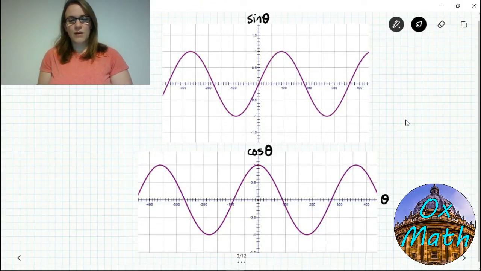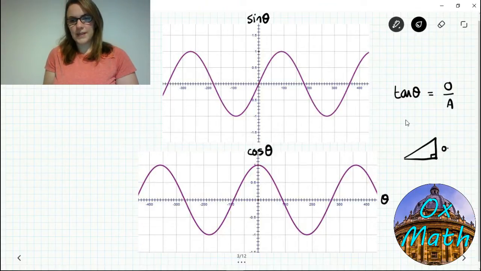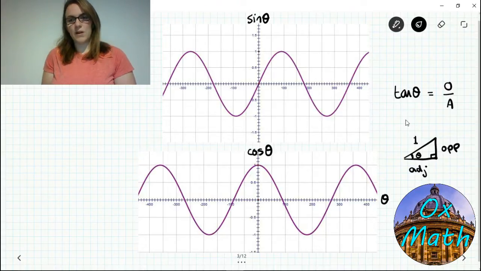A tan graph looks very different to these two graphs. If we think about what tan is, you should know that the tan of the angle is the opposite over the adjacent. So in our right angle triangle, the opposite and the adjacent are these two, if we are talking about this angle here. And if we made our hypotenuse equal to 1 that we have when discovering the sine graph and the cosine graph, the opposite was given to us by the sine graph, the adjacent is given to us by the cos graph.